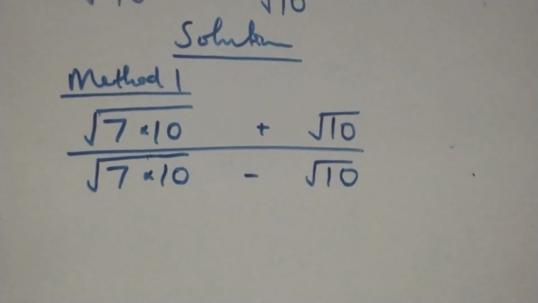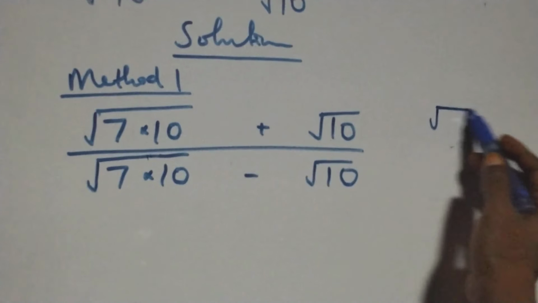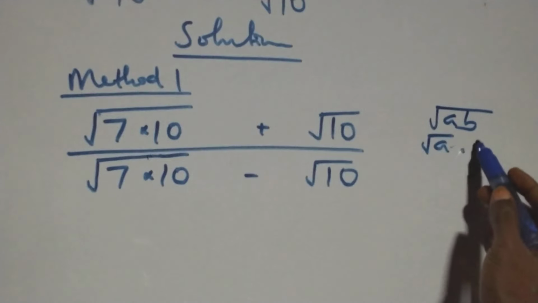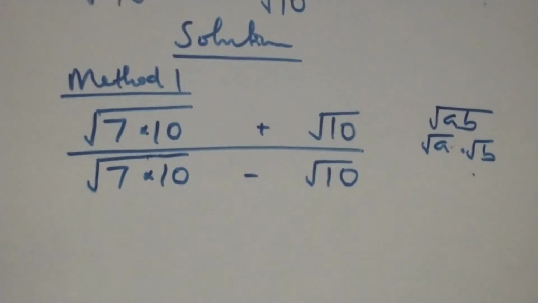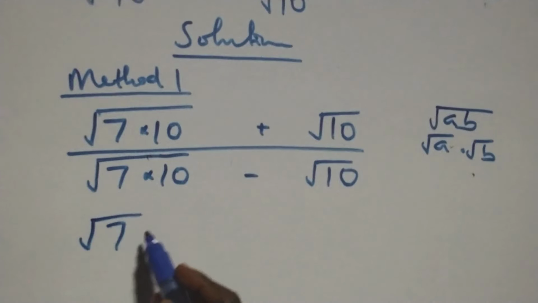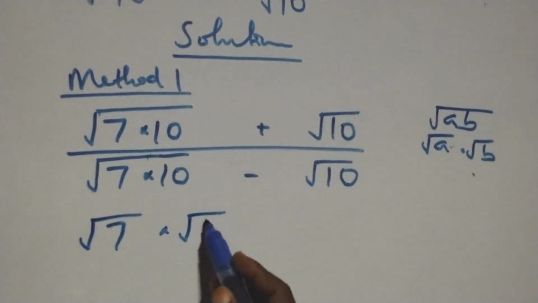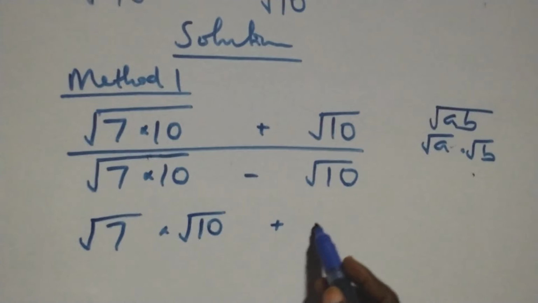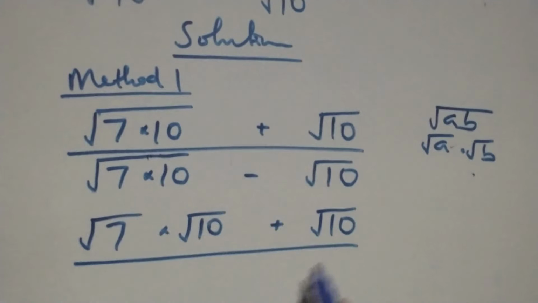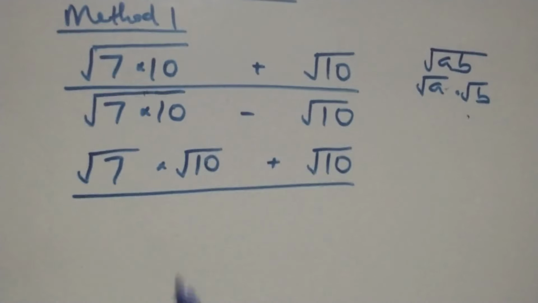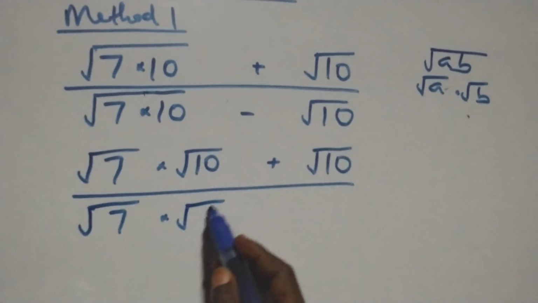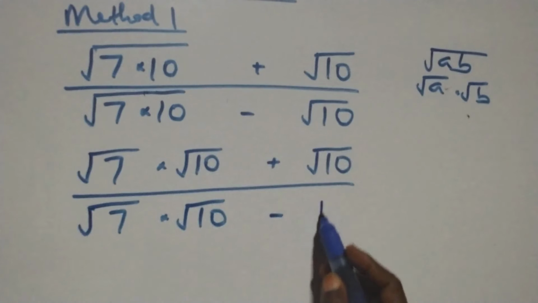Then next step here, this follows when we have root a times b. We can separate this as root a times root b. That is, here this becomes root 7 times root 10 plus root 10, then divided by, also here we have root 7 times root 10 minus root 10.